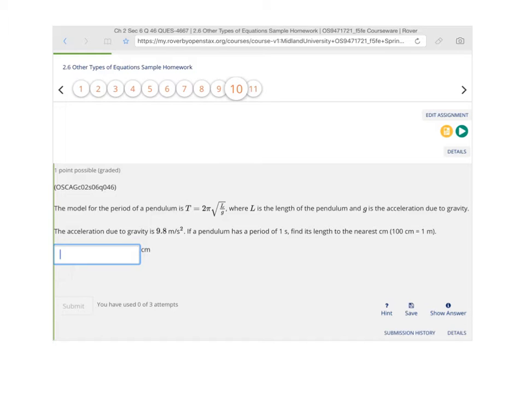Hi guys, this is number 10. Let's take a look at number 10. So we have a model for the period of a pendulum.